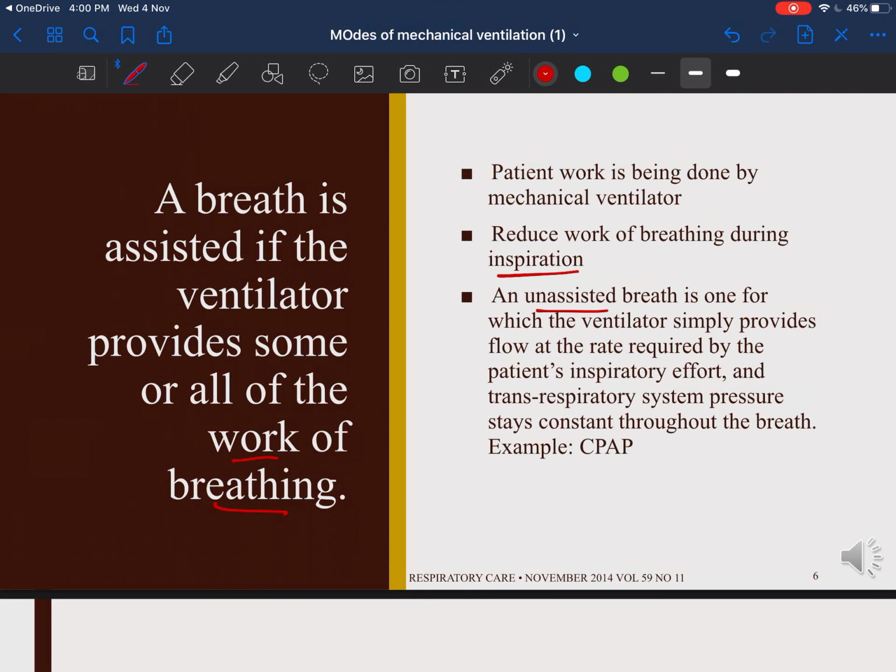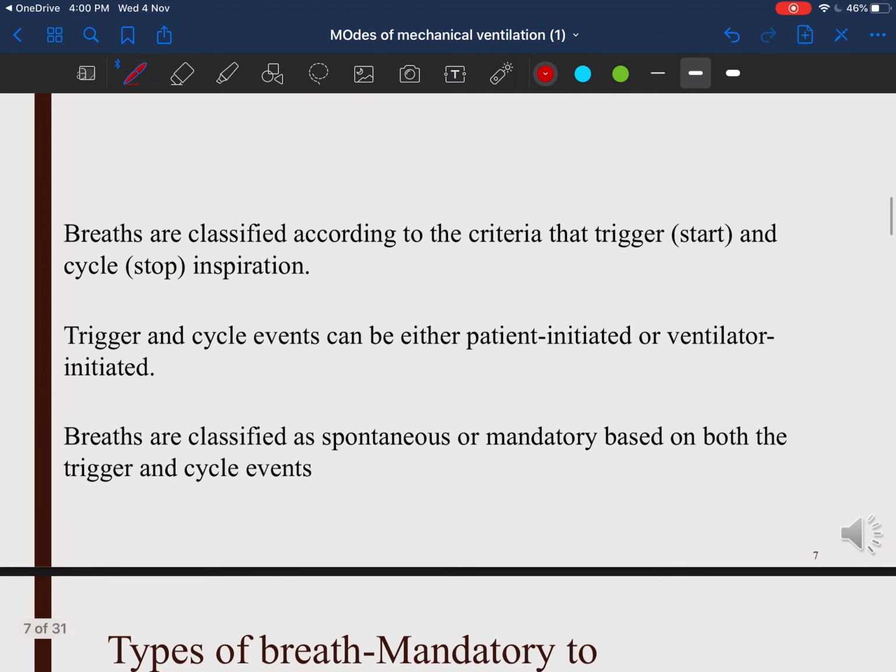An unassisted breath, you call something unassisted if the ventilator is only going to provide support and not determine anything else. It is going to provide flow at the rate determined by the patient's inspiratory effort, so that the transrespiratory pressure remains constant. The example is where you provide your baseline pressure throughout the cycle of inspiration and expiration, correct? So the classical example is your CPAP, continuous positive airway pressure, where the airway pressure remains at X amount of pressure set by you both during the inspiratory and expiratory cycle.